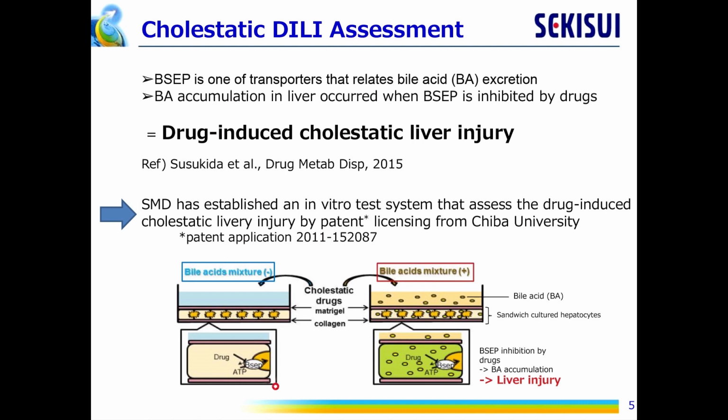Hepatocytes are seeded onto collagen-coated plates and overlaid with Matrigel. When the hepatocytes are sandwiched by collagen and Matrigel, bile canaliculi-like structure is formed between the cells. Next, the culture is exposed to bile acid and test compound.